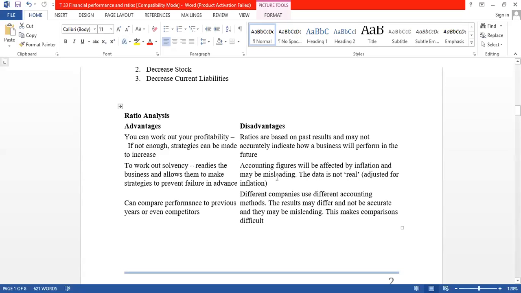And the third advantage: you can compare performance with previous years or even with competitors. Ratio analysis is a comparison tool. You can compare your performance with other companies.